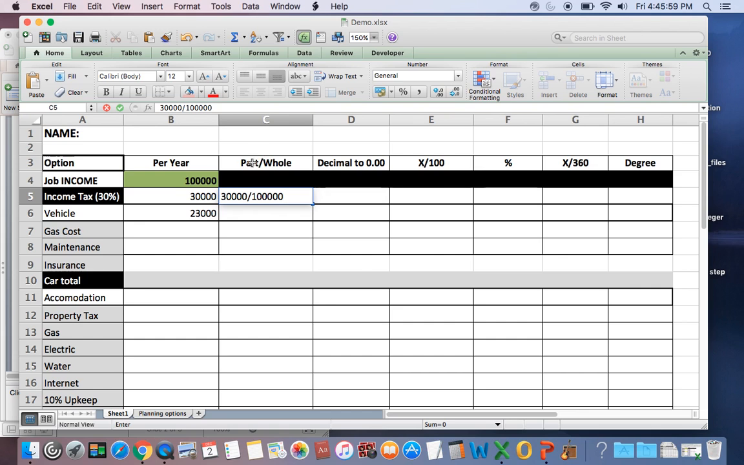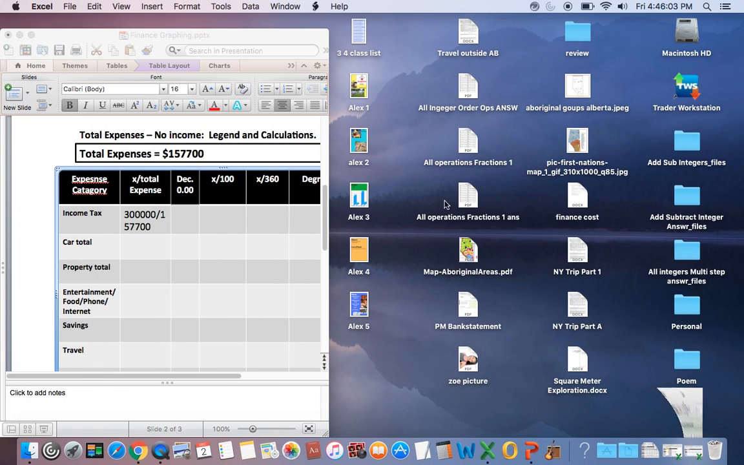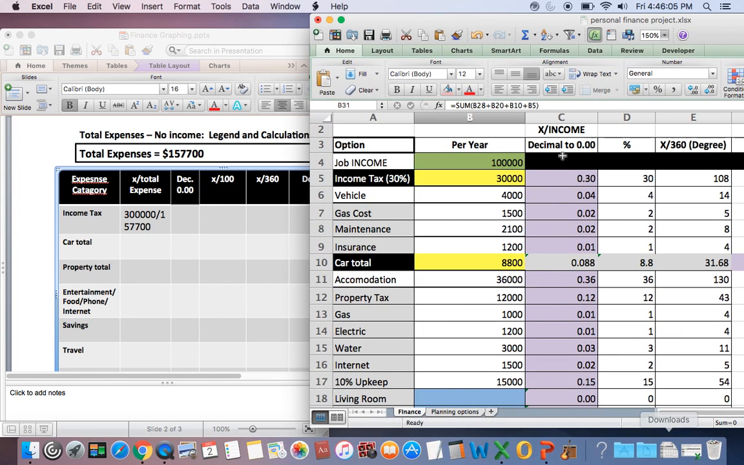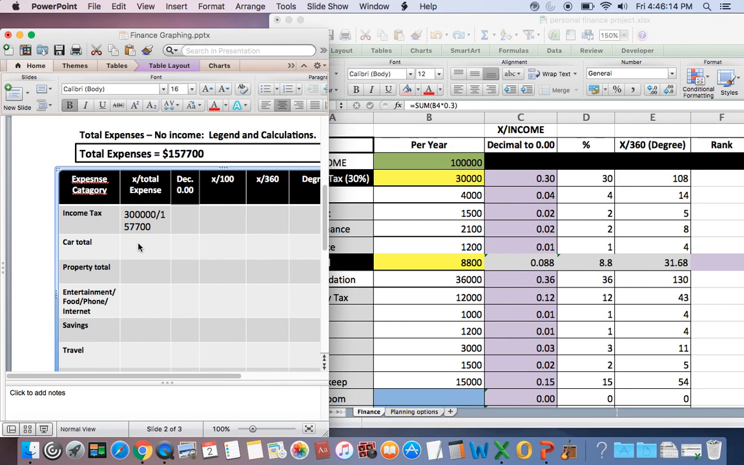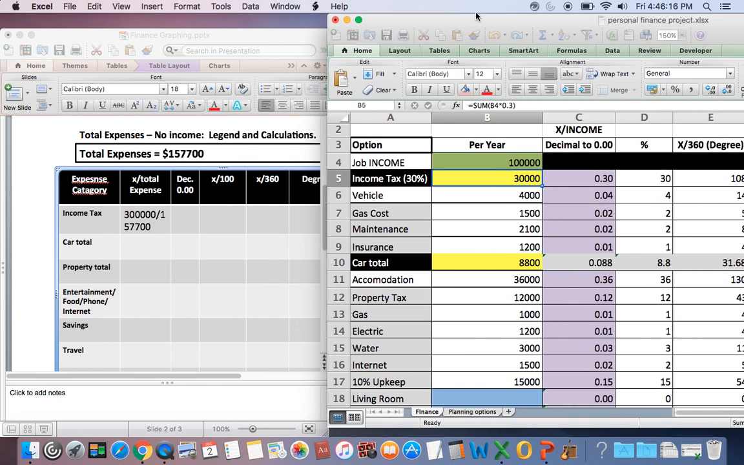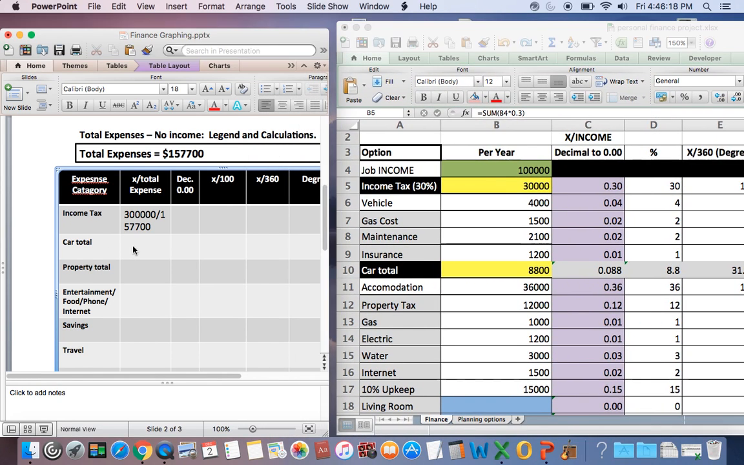Okay, so the whole in the first graph was your income. The whole in this one is going to be our total of our expenses. Now, 30,000 for that, car total. Now, we're not going to worry about all the little bits in between. We're just going to put in the overall total. It's going to be a much faster graph to do. So I get 8800. Wow, that's cheap. I must have made those numbers up. Divided by 157,700.